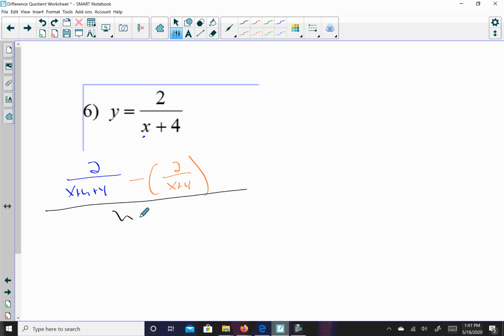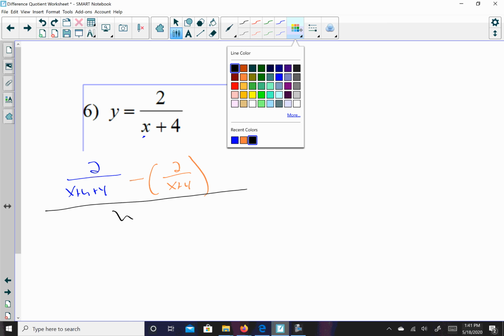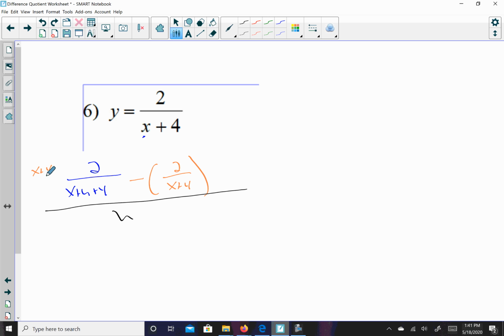When I go to do something like this, I'm subtracting two fractions. In order to subtract two fractions, I have to have a common denominator. So the easiest way for me to have this common denominator is I am going to multiply the first fraction by whatever this denominator is. So I'm going to multiply it by x plus 4 over x plus 4. These two parentheses, I'm not going to actually FOIL out. I'm just going to leave them times each other in the denominator.